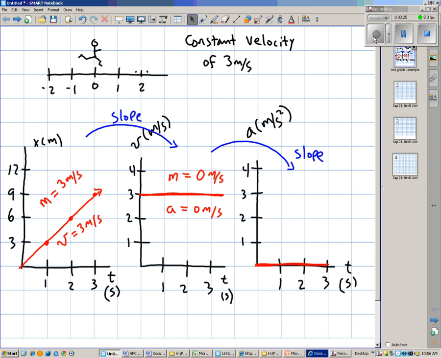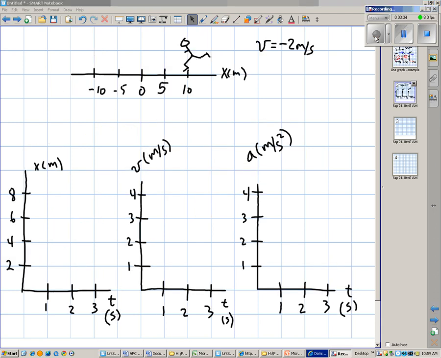So let's look at another situation where the person is moving backwards in the negative direction. We have a person starting at the 10-meter position and moving at negative 2 meters per second. So we want to go ahead and graph that. And we know the acceleration is 0 again, so let's put that down here, that's 0. And the velocity we know is negative 2 meters per second.